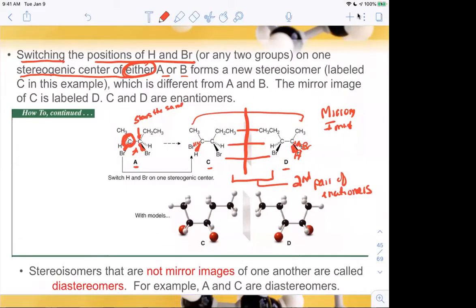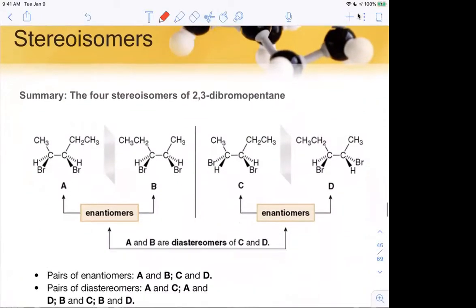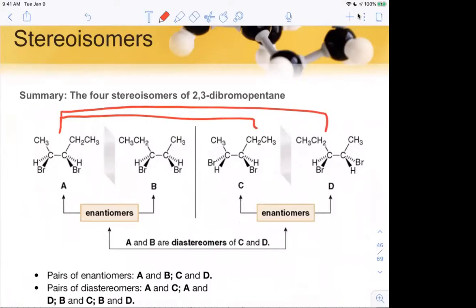Now, if I go A to C, or A to D, or B to C, or B to D, I have stereoisomers that are not mirror images. So those groupings are diastereomers. So again, I could take A related to C, or A related to D. They are diastereomers of one another.